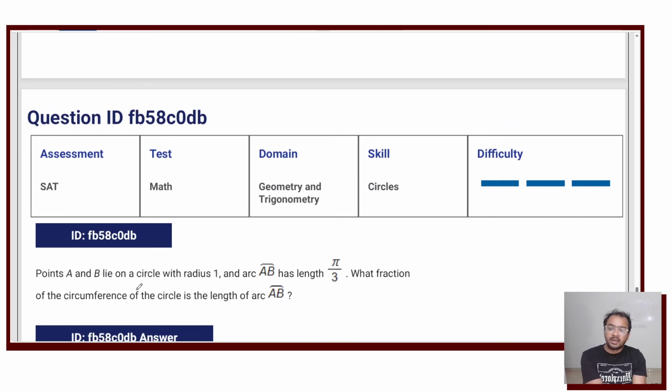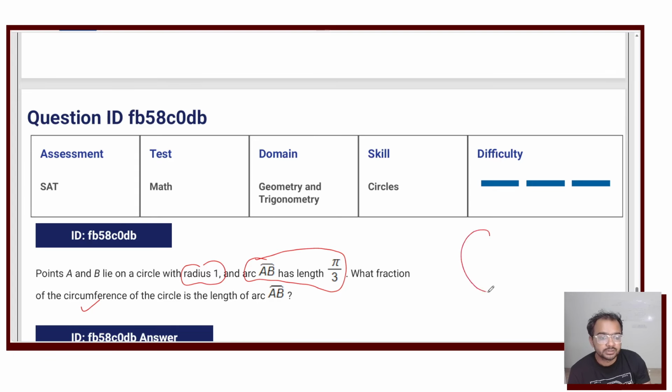Points A and B lie on a circle with radius 1. Arc AB has length of pi over 3. What fraction of the circumference of the circle is the length of AB? So what do we have here? You have a circle and the radius is 1. So AB is given, this AB length is coming out to be pi over 3. So what fraction of the circumference of the circle is this length AB? I need to see what fraction of circle do we have here.